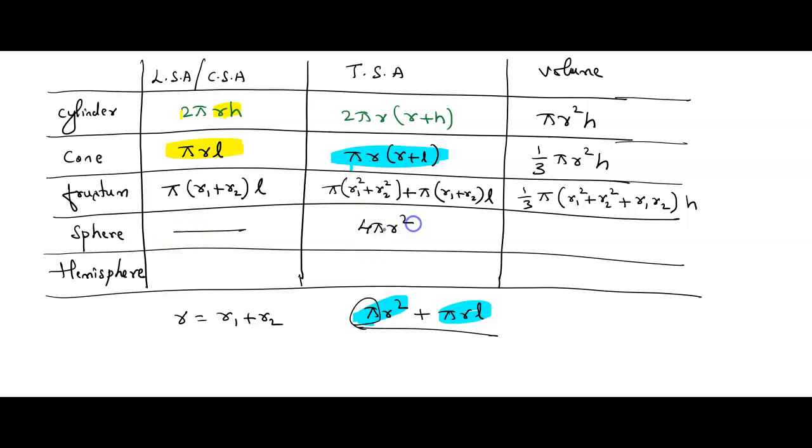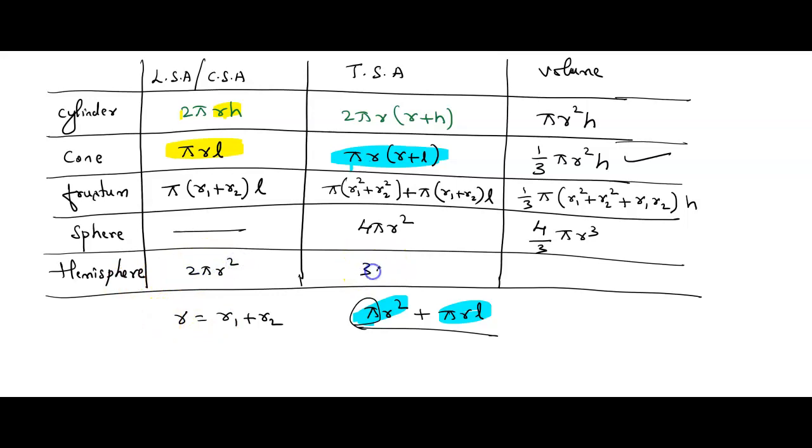Next, sphere. We don't have curved surface area for a sphere, we have only total surface area, that is 4 pi r square. If they ask surface area or total surface area, write the same formula, 4 pi r square. Then volume is 4 by 3 pi r cube. Compare with cone: there it is 1 by 3, here 4 by 3 pi r cube. Understood?